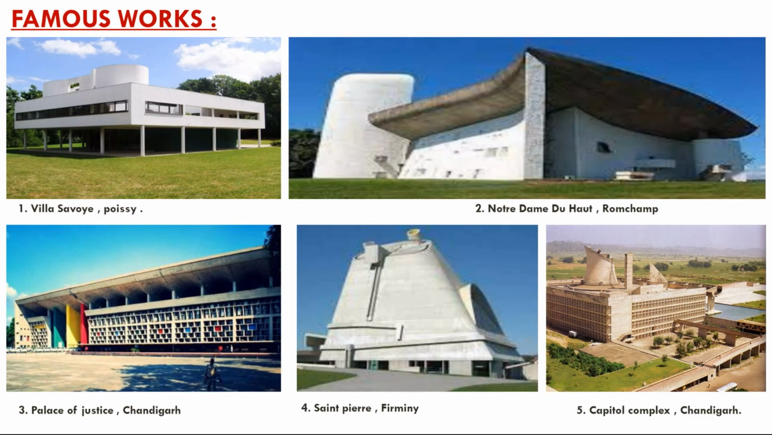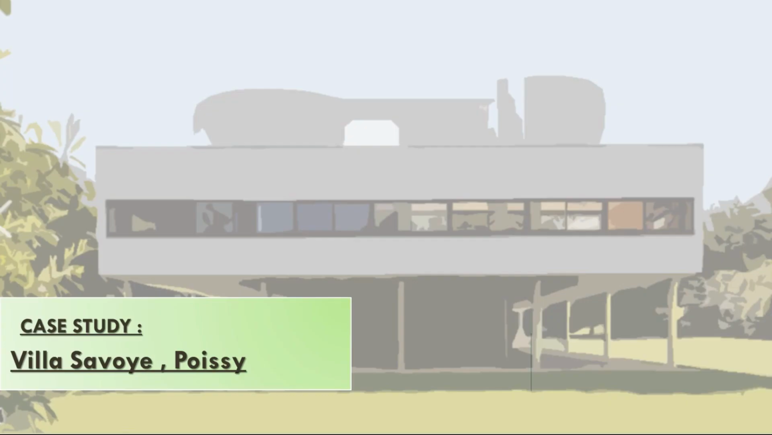Now coming to some of his famous works: Villa Savoye, Palace of Justice, Saint Paul, Notre Dame du Haut, Capitol Complex. So today we are going to be discussing Villa Savoye, and in the next video we are going to be discussing the city planning of Chandigarh and some of the buildings in Chandigarh. Okay, so let's start with Villa Savoye today.